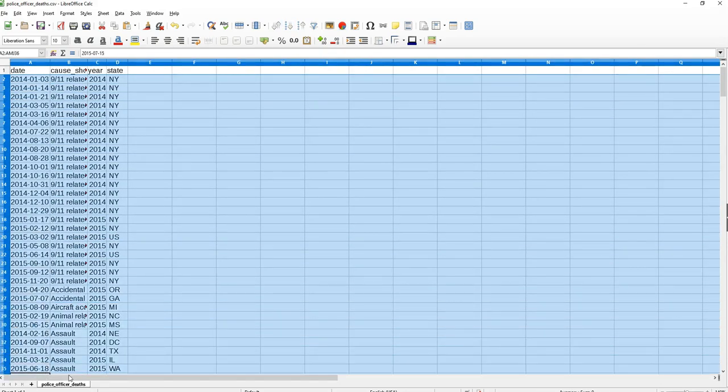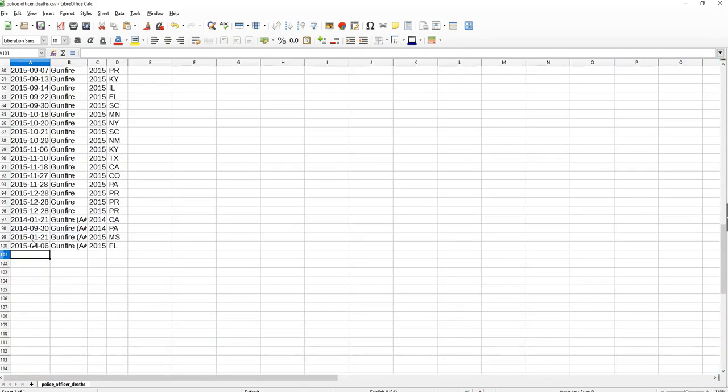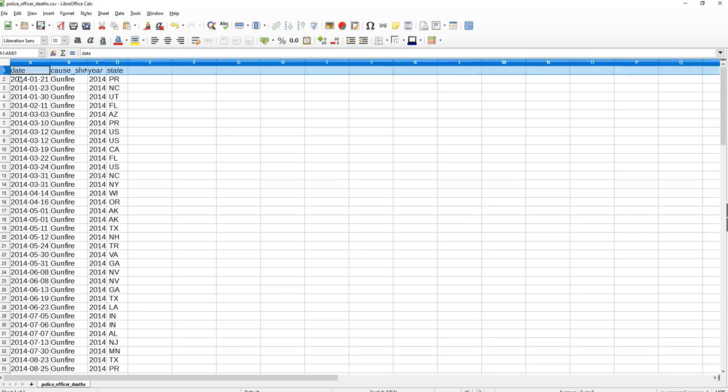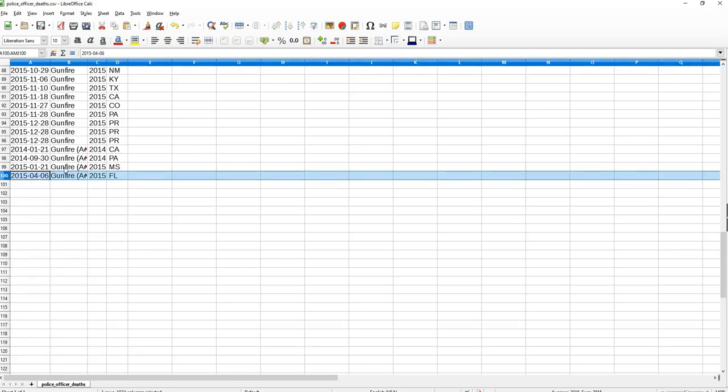So get rid of all other causes of death. Okay, so there were 99. I have a header row, so there are 100 rows. There are 99 officers who were shot and killed in the line of duty between 2014 and 2015.